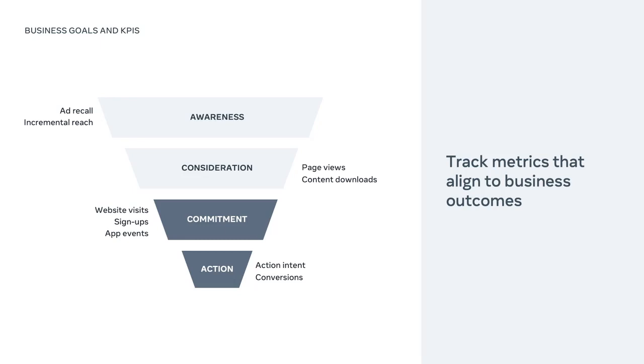If we start with upper funnel brand metrics, then for awareness, you may want to focus on metrics such as ad recall or incremental reach. For consideration, you could perhaps focus on page views or content downloads. For commitment, website visits, signups, or app events may be valuable. And for action, you could measure action intent or conversions.